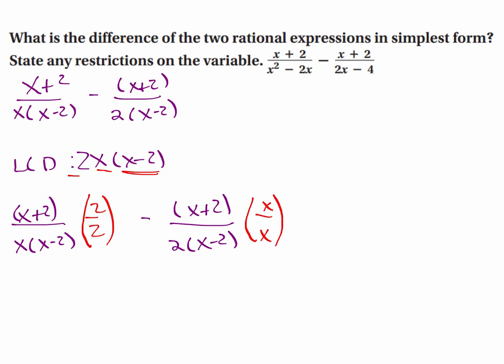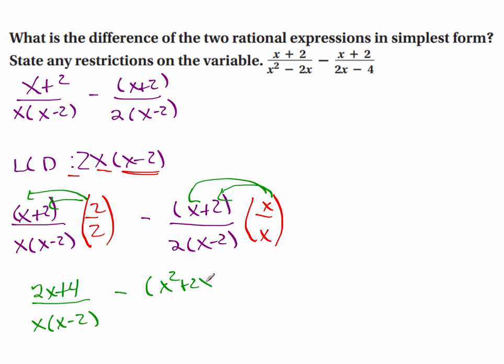Now here comes the tricky part. If you didn't put your parentheses in, you're going to wind up making a mistake at this point, because you're going to forget to distribute this 2 to both terms. So now my numerator here becomes 2x plus 4 divided by x times x minus 2. And then it's minus, distributing this, x squared plus 2x divided by, oh, drop my 2 there, 2x times x minus 2.